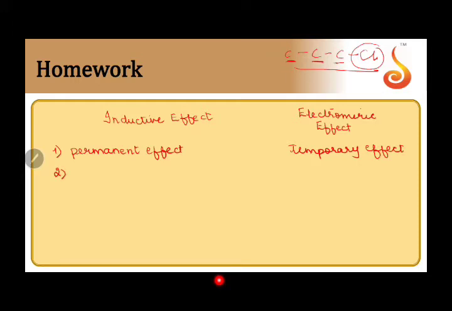Second point, in inductive effect, sigma electrons get delocalized. Sigma electrons are when we have a carbon-carbon single bond or carbon attached to any atom through a single bond, then those are sigma electrons. So inductive effect involves delocalization of sigma electrons. Delocalized meaning electrons movement. So electrons not fixing to one locality, moving around. In case of electromeric effect, pi electrons are delocalized.